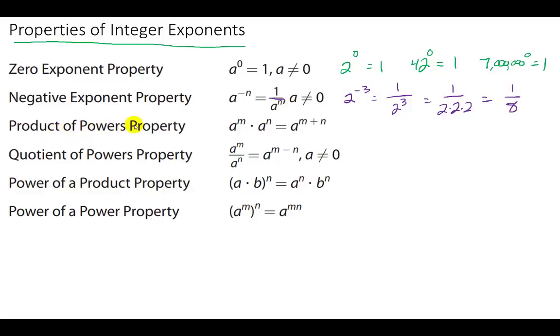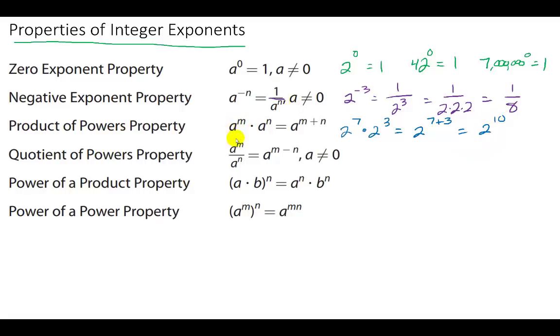The product of powers property is when you have a number to some power times the same number to a different power, that's when you're able to add. So if I say 2 to the 7th times 2 to the 3rd, I could simplify that by saying it is 2 to the 7 plus 3, which means it's really 2 to the 10th.